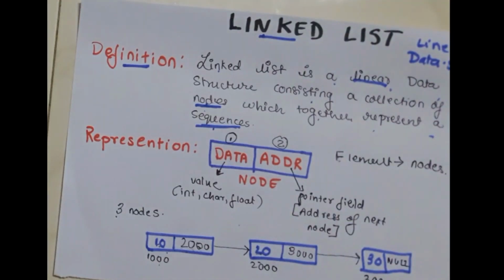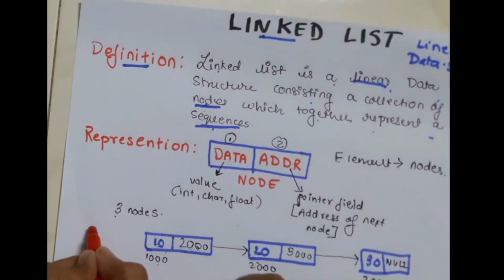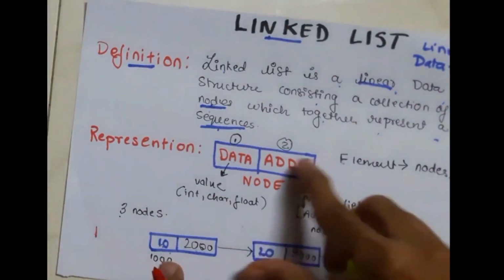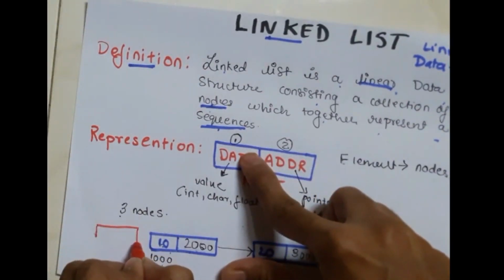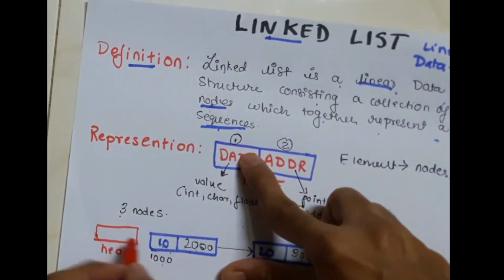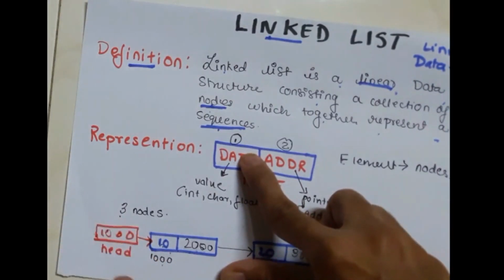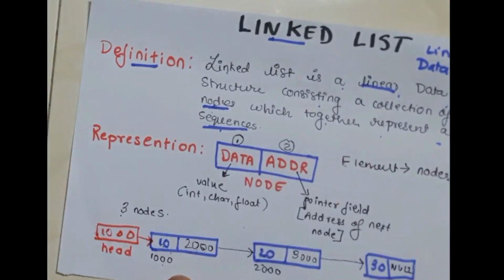So here there will be a field, head node. This is not a separate node. This node is just a reference to the first node. Okay. So here there will be a head node, and this node will point to the first node. It will contain the address of first node. This head is the reference to the first node. Okay. This is how a linked list is represented.